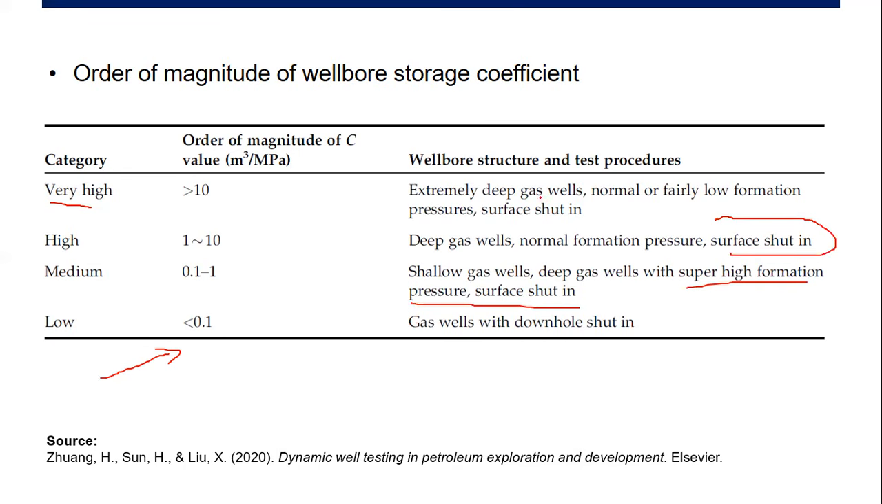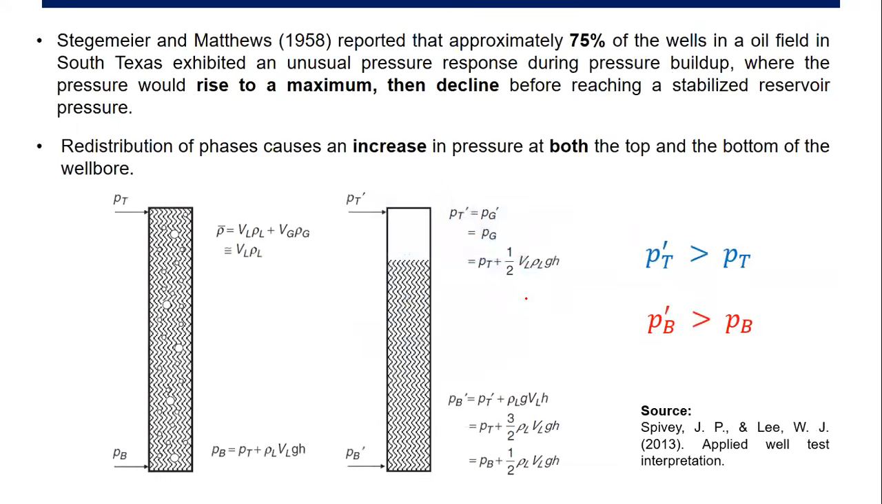But if we use downhole shut-in, we can have low wellbore storage coefficient, which is good because wellbore storage usually masks the most important flow regime in our pressure transient analysis. All right, and the second thing is this one. It's quite long, but it's very important.